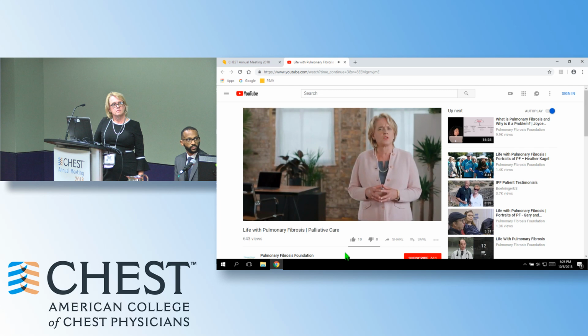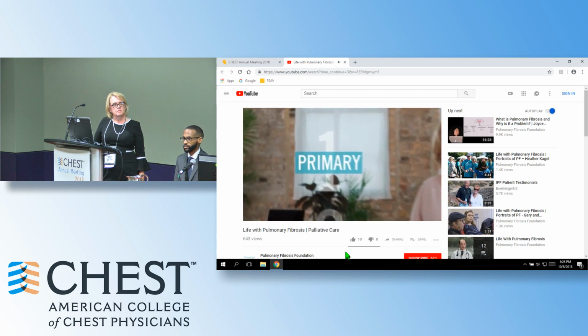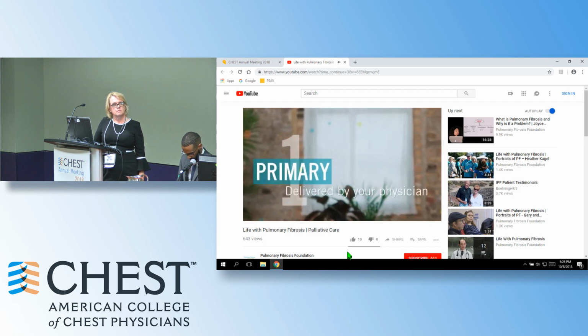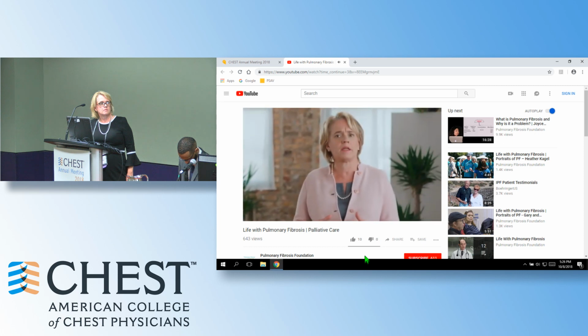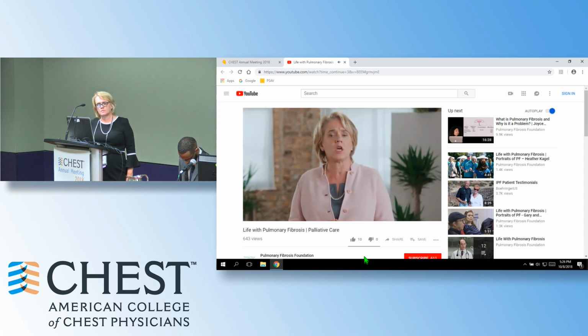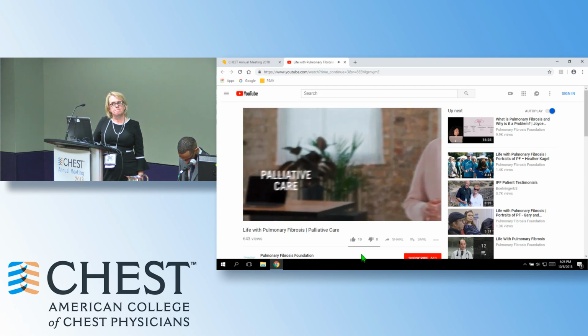It's important to know that there are 2 types of palliative care providers. These are called primary and specialty palliative care. Primary palliative care can be delivered by your own physician, treating any of your symptoms and addressing advanced care planning. Specialty or secondary palliative care is delivered by an interdisciplinary team of providers who have specialized training in palliative care. Optimal palliative care for patients with chronic lung disease should incorporate both primary and subspecialty palliative care.